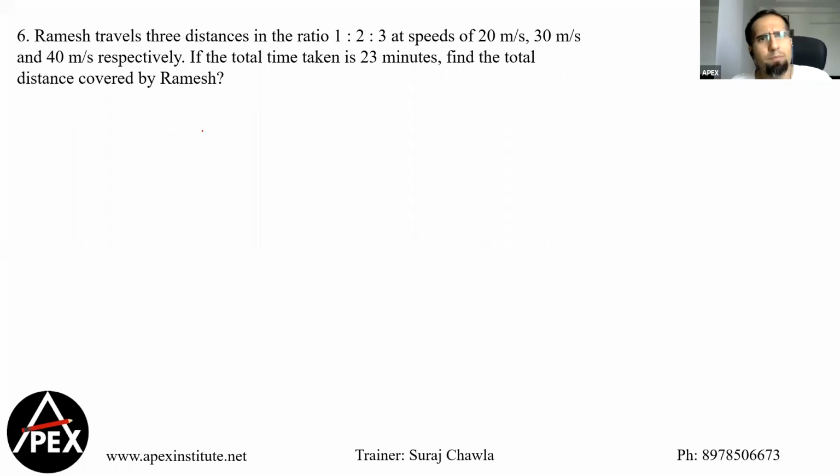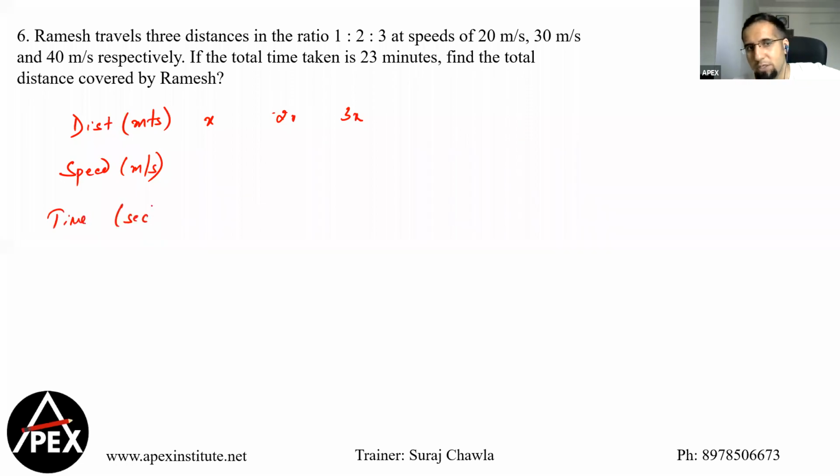Okay. Now Ramesh travels 3 distances in the ratio of 1:2:3. Okay, guys. So distances, I'm given the ratio. Let us say this is x, this is 2x, and this is 3x. Okay. Now the speeds given to me are in meters per second. If speed given to me is in meters per second, the uniformity says that distance should be in meters and the time taken should be in seconds. Now this is the first and the foremost point you should have cross-checked. Now this is 20, this is 30, and this is 40.